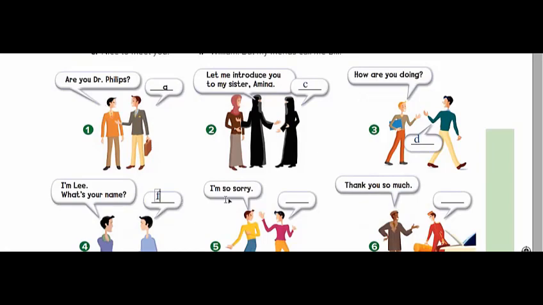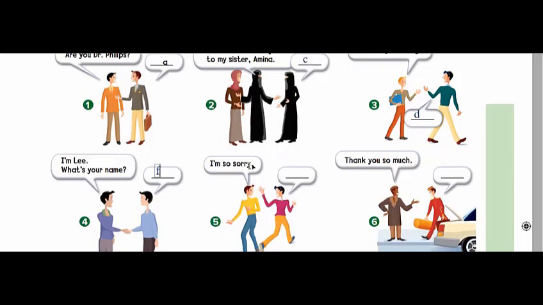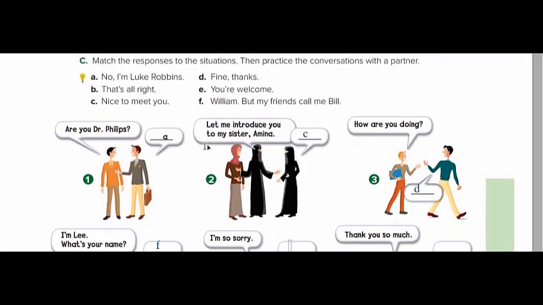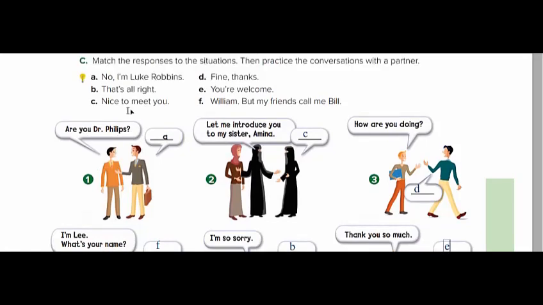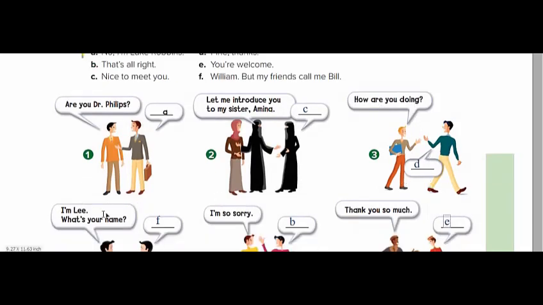F. Next situation, 5. I'm so sorry. أنا آسف جدا. What should he say? That's all right. لا بأس. B. Thank you so much. This is E. You are welcome. Practice this at home. Are you Dr. Phillips? No, I'm Luke Robbins. Let me introduce you to my sister, Amina. Nice to meet you. How are you doing? Thanks. I'm Lee. What's your name? William, but my friends call me Bill. I'm sorry. That's all right. Thank you so much. You're welcome.